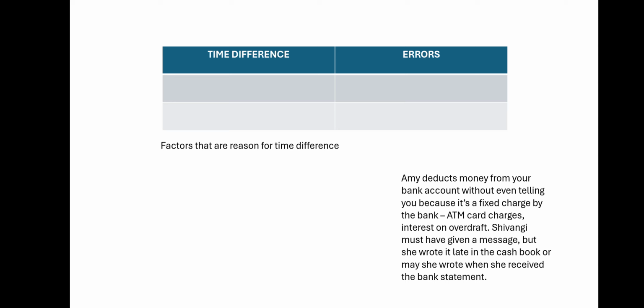One more factor we have is that Amy deducts money from your bank account without telling you because it's a fixed charge by the bank. Sometimes the bank deducts an amount from your bank account because it is a duty of the bank to deduct it. So when Amy deducts this amount from your bank account, like ATM card charges or interest on overdraft, Shivangi will get to know about it, but she will get to know about it at the end of the month when she receives the bank statement. Or she will get the message on her phone, which can be a day later or maybe 2 days later. So, how will you see this statement? You will see this statement like this: direct debit by bank on behalf of the customer. Now, let's see one more factor.